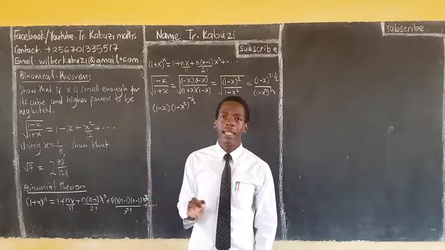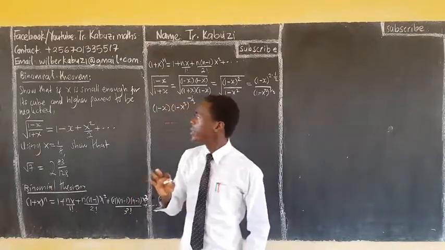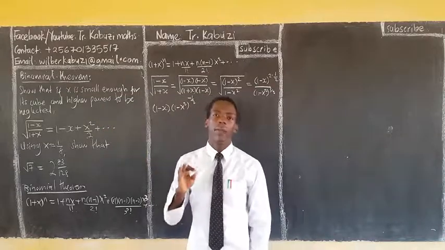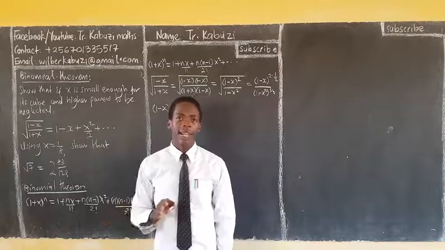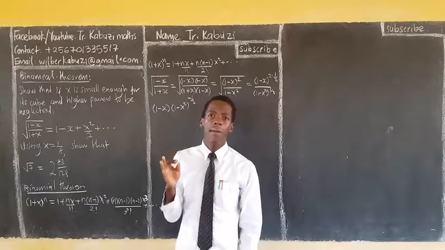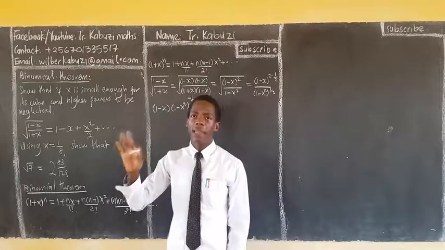Now, we are going to see how we handle this question. The question says, show that if x is so small that the cube and higher powers are neglected, then that expression is that. To neglect other powers means that the cube powers, then the power 4, are going to be neglected, so we are not going to consider them.